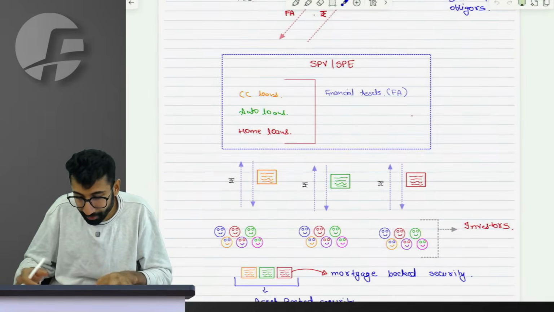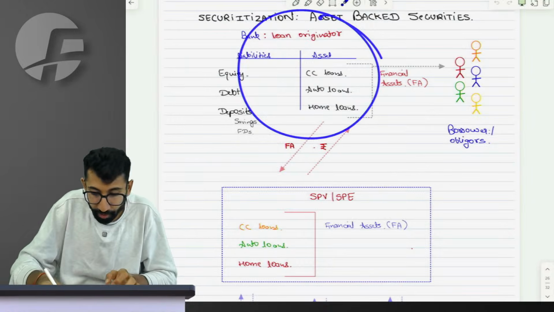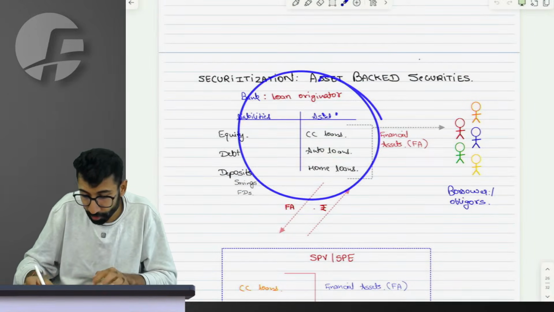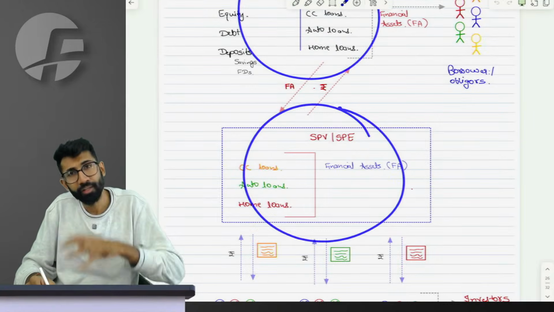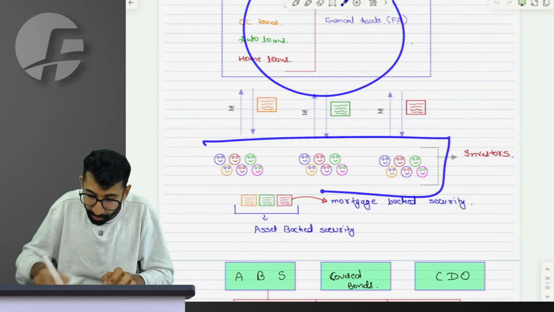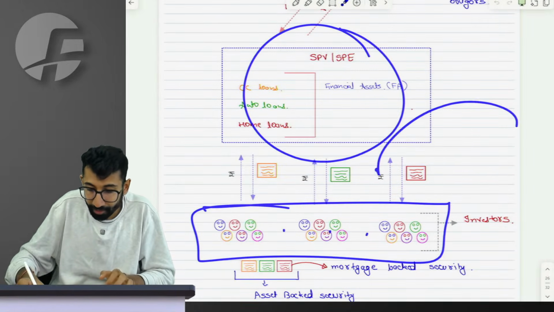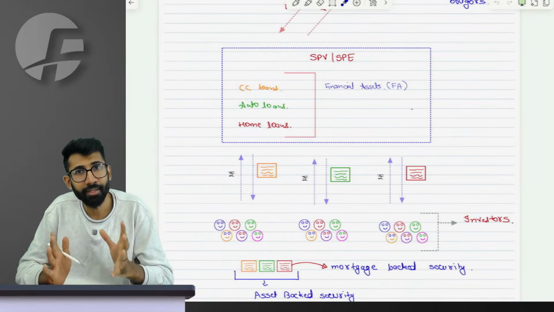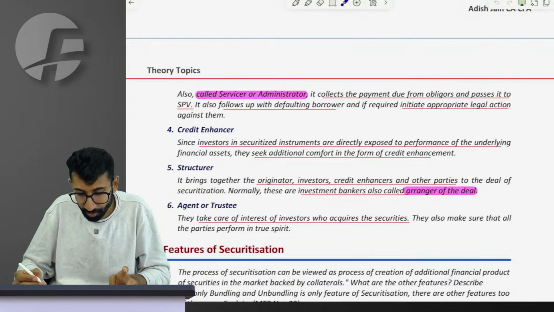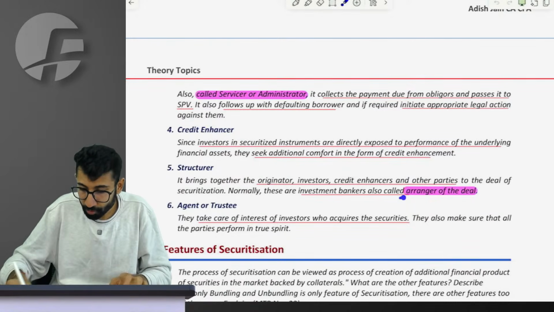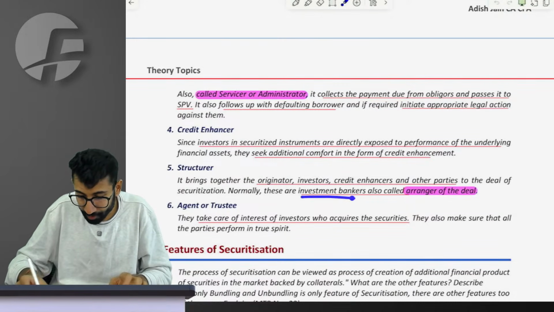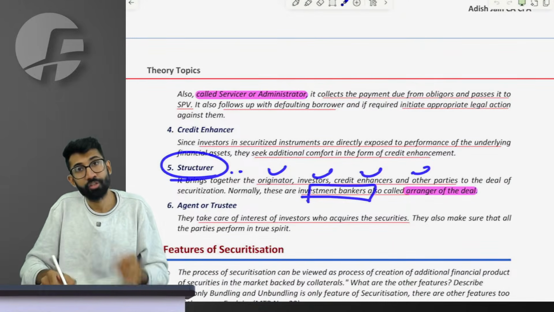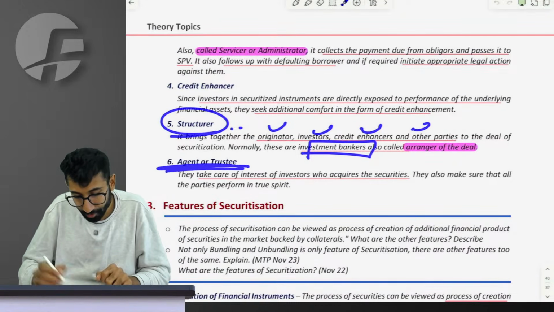Sir, to do this entire thing, which means bringing the loan originator, giving the loan originator this idea of creating an SPV, doing the legal formalities, issuing the securities to the investor, getting the credit rating done, bringing the credit enhancement into the picture, organizing this entire thing, bringing the parties together, there is an investment banker who is called the arranger of the deal. This investment banker brings everyone together and makes the transaction happen as a structurer, then the agent or the trustee.